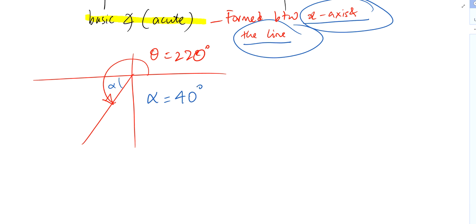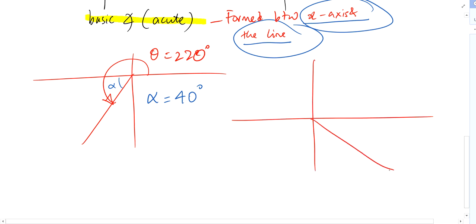Get it? Finally, for our fourth quadrant, like this, we start from the positive. This is my theta. Give me a possible value for theta. 300? Okay, you want to try 300? Can. Where is my alpha? All of you think first before I show you the answer. Where is the basic angle? Okay, visualize it. And the answer is over here. What is the value?